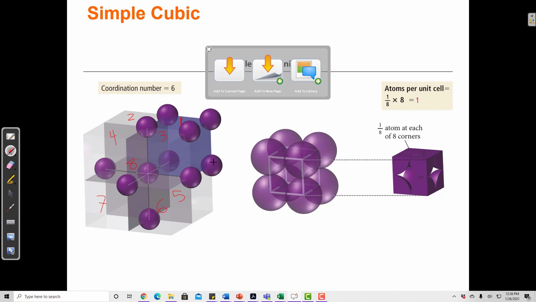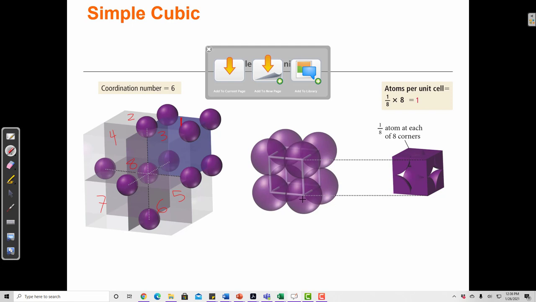So if that's true, then that means that only 1/8 of each atom is actually in each unit cell. So we can see that here. This little corner right here is actually only 1/8 of an atom. So there are 8 atoms represented here, but only 1/8 of each. So 1/8, 2/8, 3/8, 4/8, 5/8, 6/8, 7/8, 8/8 are inside of this cube. So that's 1/8 of an atom at each of 8 corners equals 1 atom per unit cell. So this is how we get to the definition of how many atoms are in a unit cell.